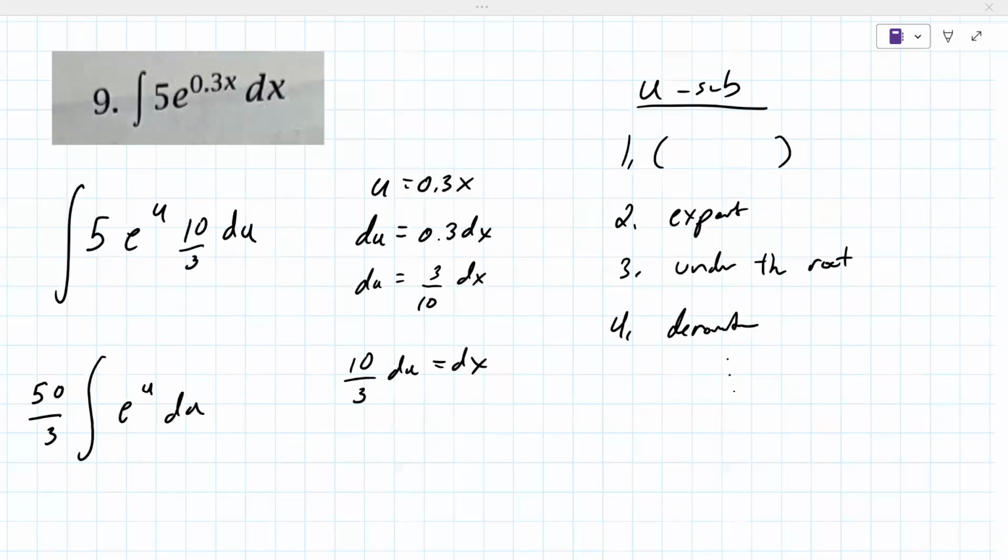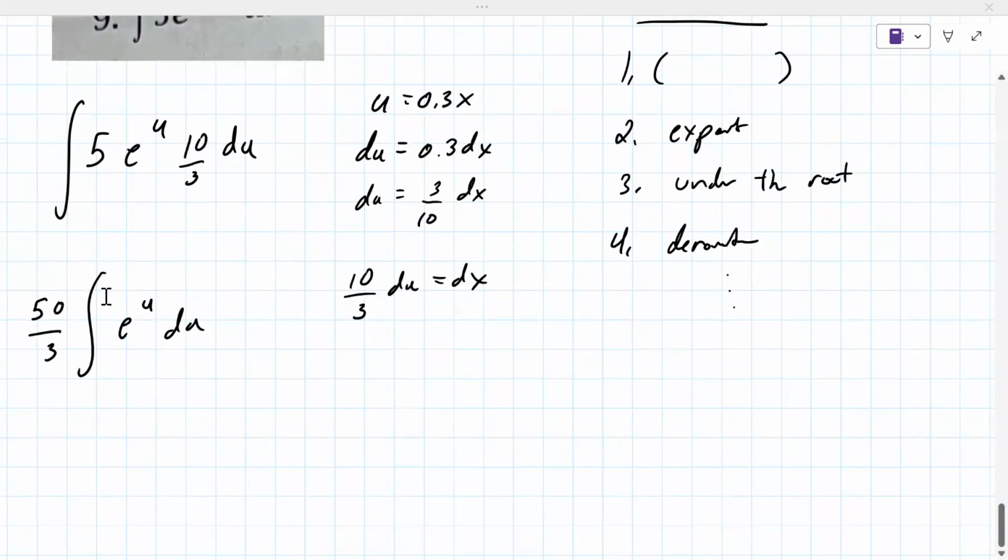Oh, so you move the 10 over 3 over. Yep, multiply by 5, that's 50 over 3. Integral of e to the u du. And then we just plug in u, right? Nope, you got to find the antiderivative. This is the only one whose antiderivative is itself.